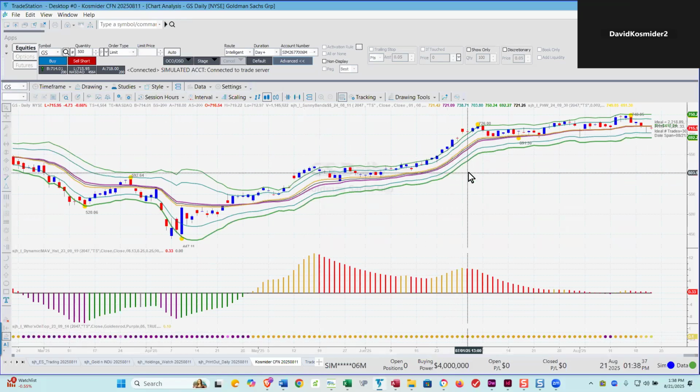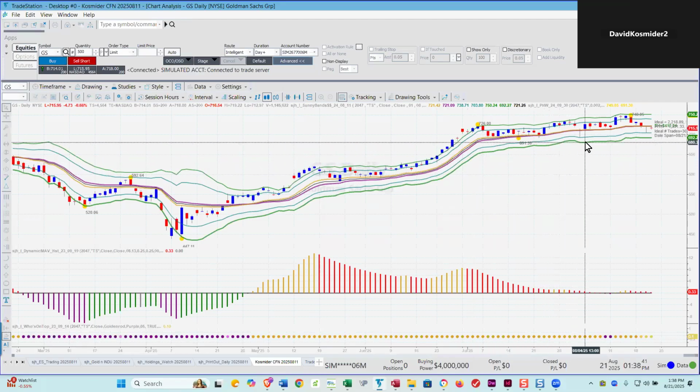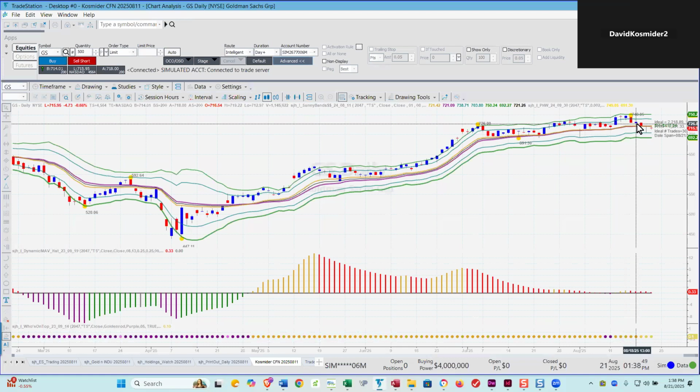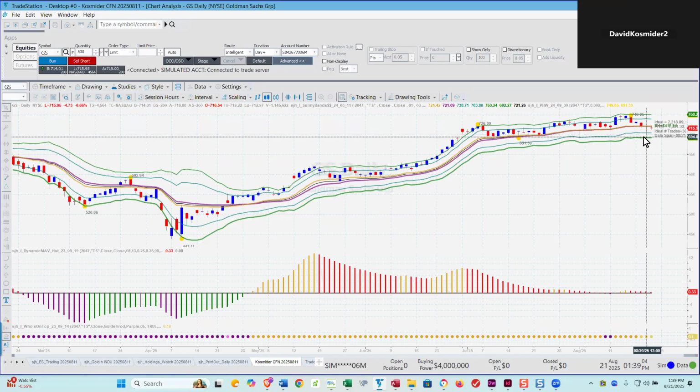And let's see, GS, what is that? I can't read what that is. But anyway, we're going down to the DMA, back up, down to the DMA, back up, down to the DMA. So it keeps doing that over and over again. Based on that, I would say that it's going to go up to the upper outer band again at 751. And if it breaks the DMA to the downside, it'll go down to 694.